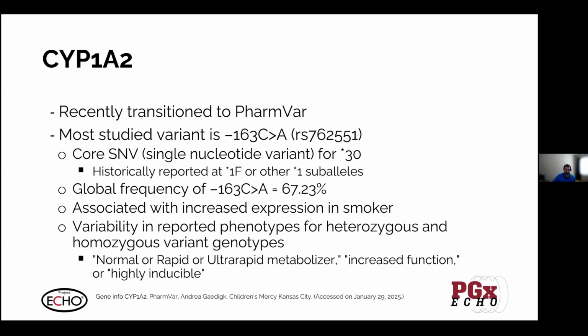The most common variant that is really noted in both research and in clinical pharmacogenomics is this negative 163C to A variant. Most commonly, that has been denoted as the star 1F variant, but with the recent transition to PharmVar, that has been reclassified as a star 30 variant.